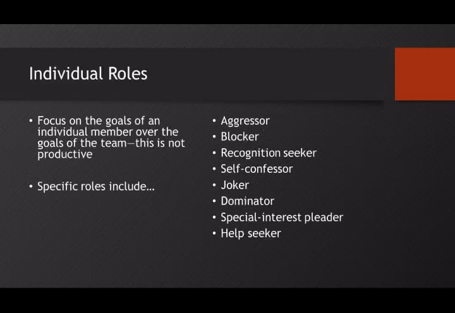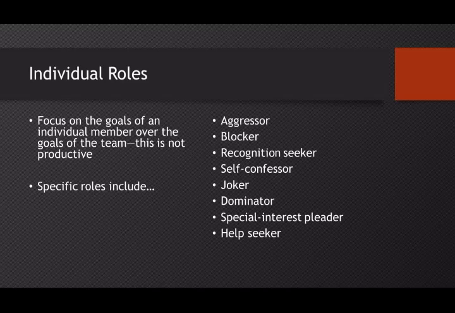Lastly, I want to talk about individual roles. Within this last category, remember, these are counterproductive types of roles. These are roles that focus on the individual rather than the goals of the team. And so we know that these are people that will inhibit the group from moving forward. So much like the other two, go back to your book and make sure that you're understanding the descriptions for each of these individual types of roles.